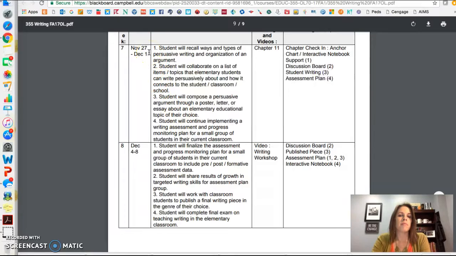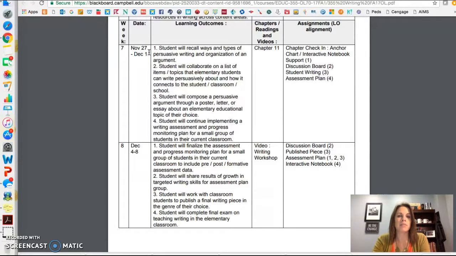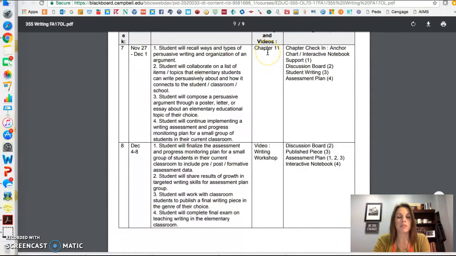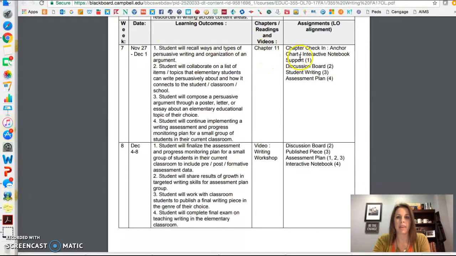So our first learning outcome is that we are going to recall ways and types of persuasive writing and organization of an argument. And that is connected directly with Chapter 11 and the content within Chapter 11, and it will connect to your interactive notebook, which we will talk about in just a moment. We will also collaborate on a list of items or topics that elementary students can write persuasively about and how it connects to their classroom or the school or their community maybe, how it's relevant to them, and that will connect to your discussion board.